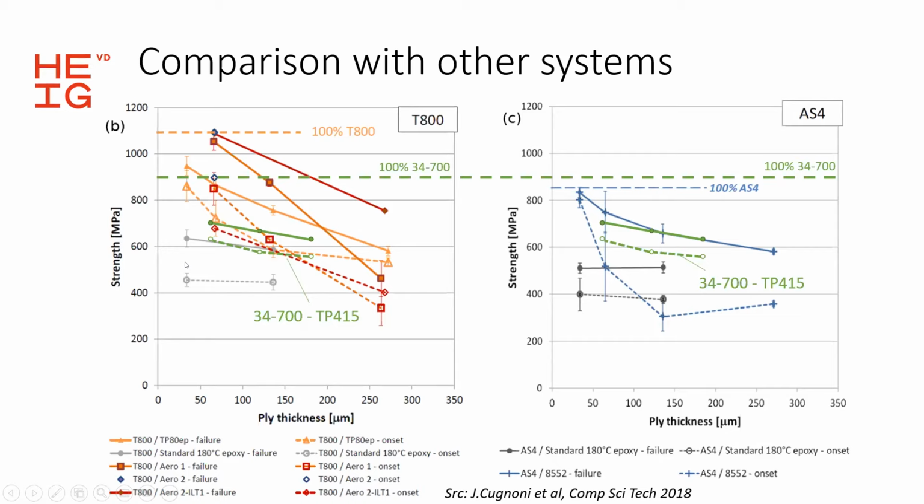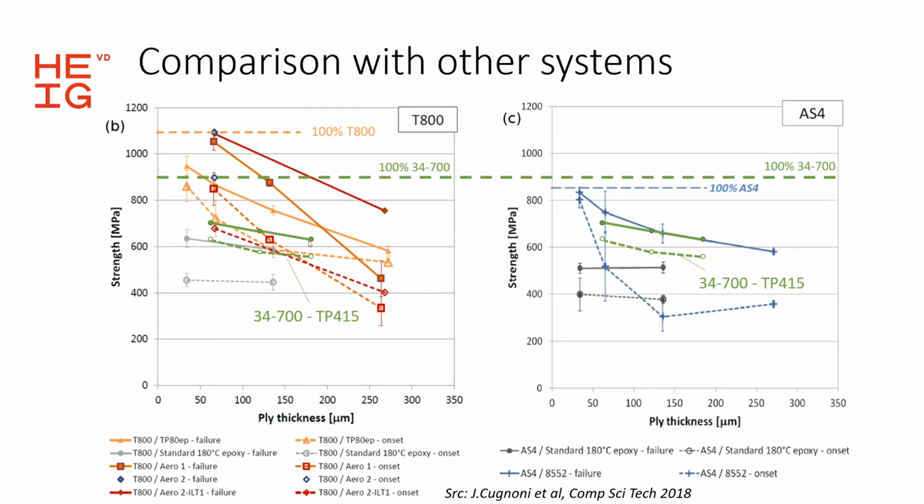Okay. Joel, a follow-up question on that. You say that this TP415 resin is a toughened resin. Does this mean it actually has a high mode one or mode two fracture toughness? It has, oh, I forgot the data, but it has a fairly high toughness, yes, compared to some other systems that they have at NTPT. They don't have the toughest resin overall, but it is still a relatively highly toughened resin.